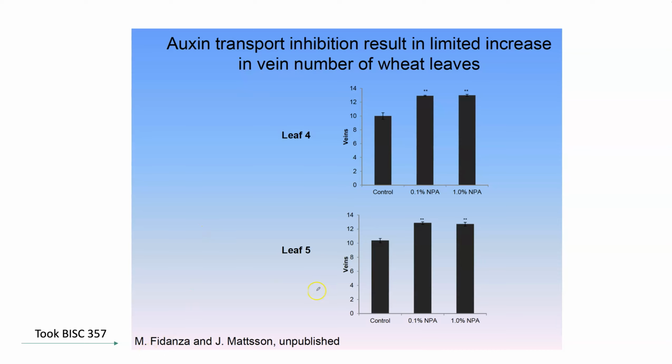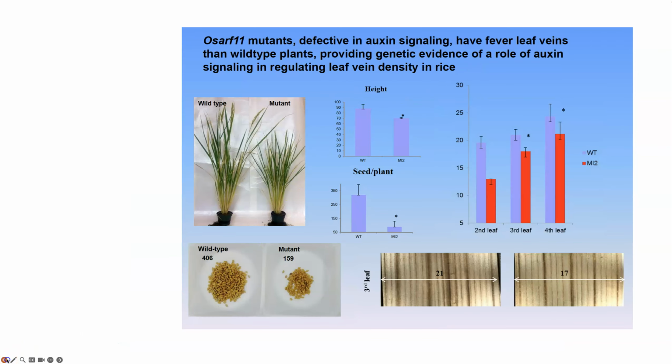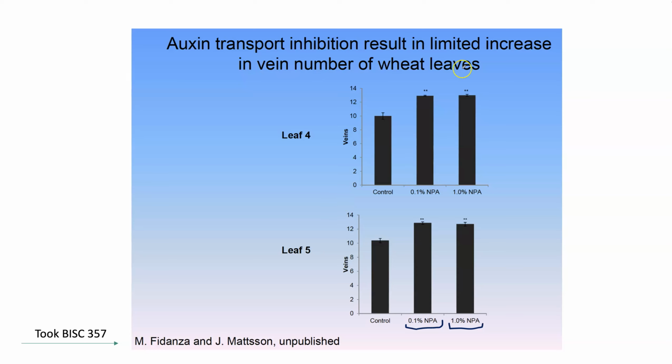And so this shows that there's kind of like a threshold. If you only treat with a mild dose, or you treat with a higher dose, it's like there's a limit to how much of an effect it can have. But if you look at this, which is in wheat, the previous one was Arabidopsis, it shows that there's a statistically significant increase in the number of veins.